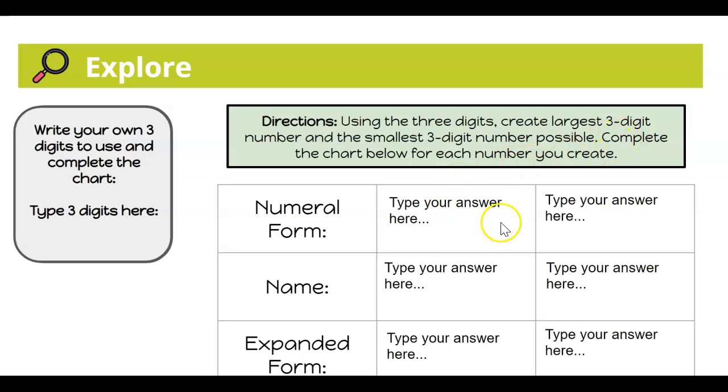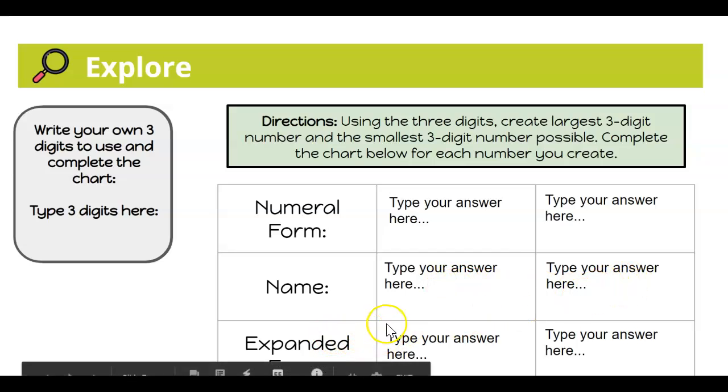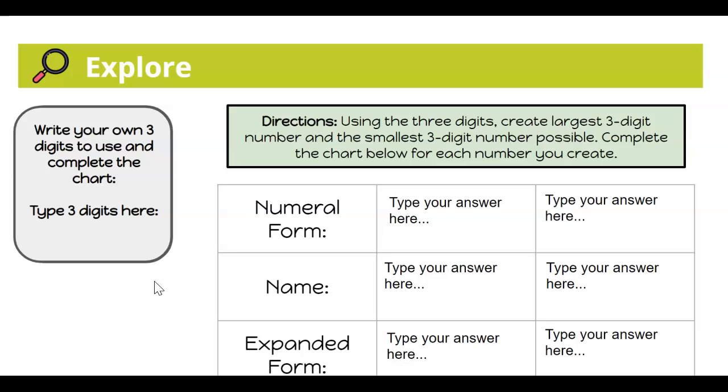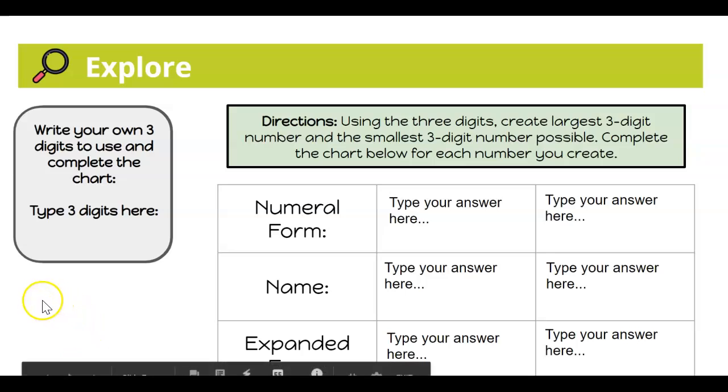And you're going to complete the chart below, putting in the numeral form, just like we did on the previous slide, for both the largest number here and the smallest number on this side. And for the name, you're going to write out the name in the word form for that number here, for the largest one, for the smallest one here, and the expanded form for each number, the largest number here and the smallest number here. So it's whatever number that you can think of that you want to write down, that's what you're going to use. So we're going to pause for a few minutes. I want you to complete that task.